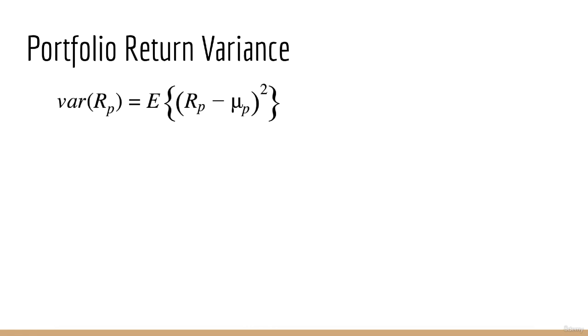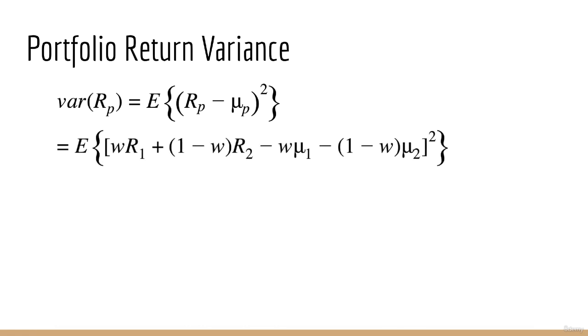Okay, what about the variance of RP? This one is a little more tricky. It is not just the sum of the individual variances, because remember that R1 and R2 could be correlated. The best way to figure this out is to start with the definition of variance. As you recall, the variance of RP is equal to the expected value of RP minus mu P all squared. If we plug in what we know for RP and mu P, we just get the weighted sum of R1 and R2 and the weighted sum of mu1 and mu2.